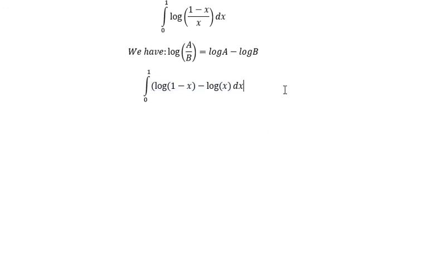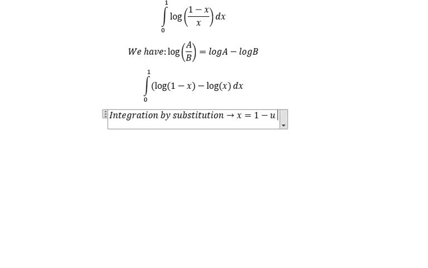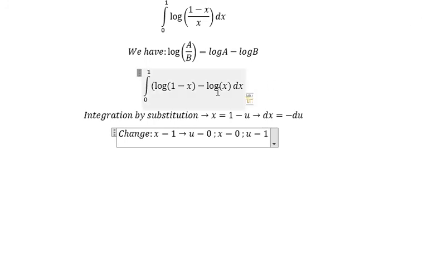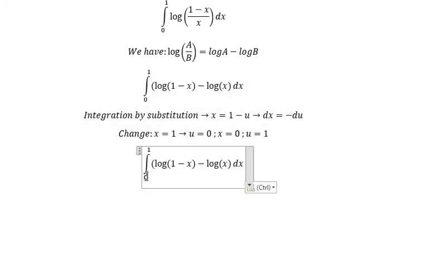Next, we need to use integration by substitution. So we put x equal to 1 minus u, dx equal to negative du. And now we need to change the number 0 and number 1. So if x equal to number 1, so u should be number 0. If x equal to number 0, so we need to change u equal to number 1.